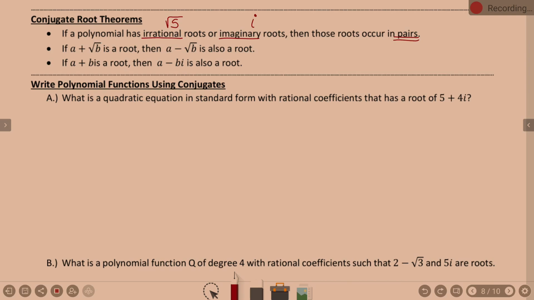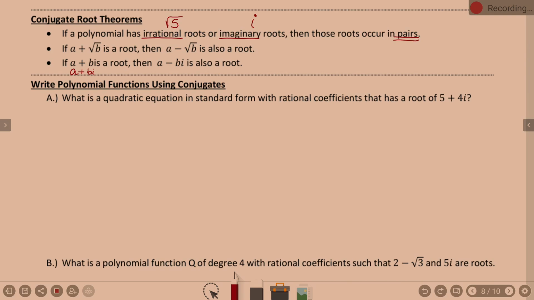So what this says, in terms of irrational, if a plus square root of b is a root, then so is a minus square root of b. In terms of imaginaries, if a plus bi is a root, then so is a minus bi. Sorry, it appears there's a little typo there, but you get the idea of what it's supposed to say. Either way, they occur in pairs.